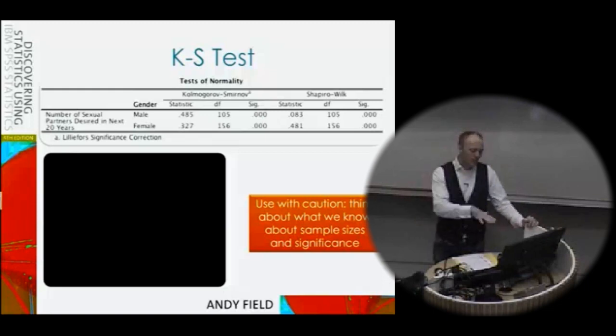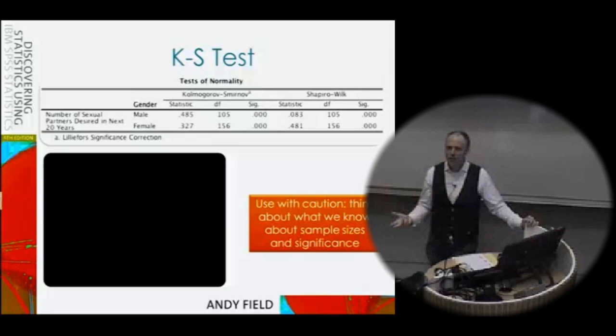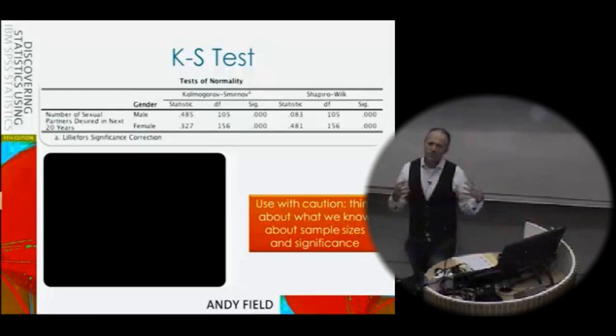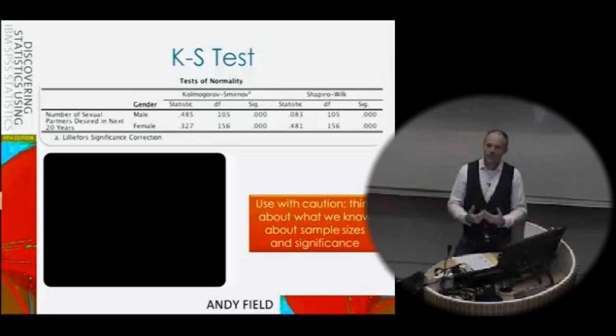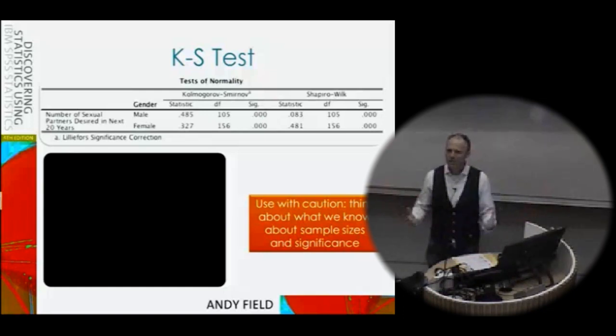So I'm not saying don't use the KS test, but I'm saying evaluate a KS test within the context of how big your sample is. If your sample is small and you get a significant result, then trust it. If your sample is big and you get a significant result, you probably want to look at a histogram instead. And by big, I mean sort of 100 or more.